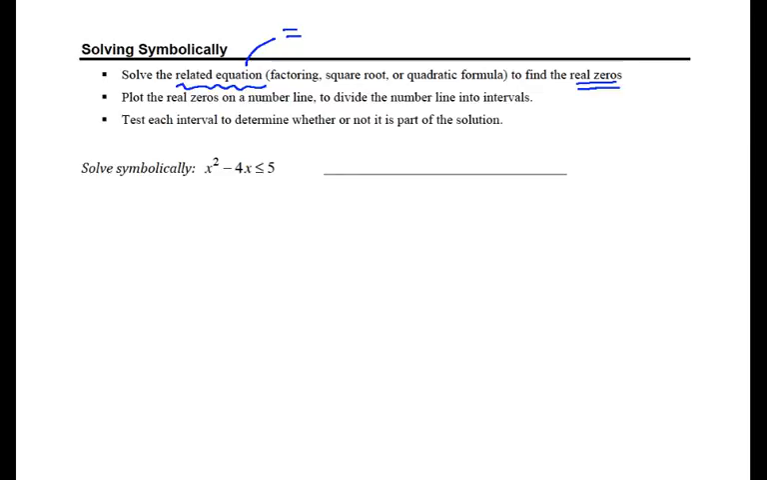Then we plot those real zeros on a number line, very important. We have to use a number line in this process to divide the number line into intervals. Then we test each interval to determine whether or not that interval is part of the solution. So we'll look at that part when we have our number line marked up. So that means our first step is to get this in the form of an inequality with 0 on one side first.